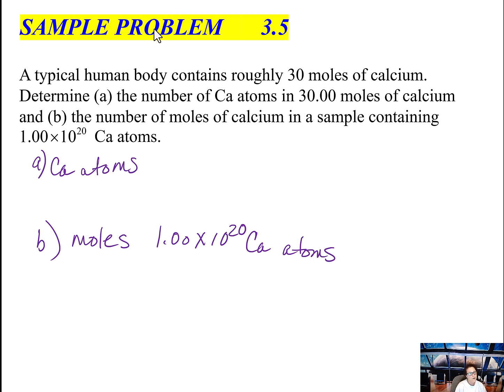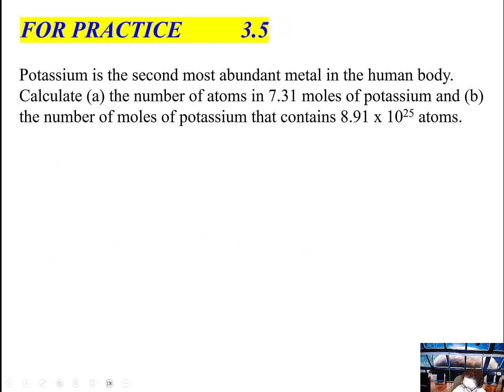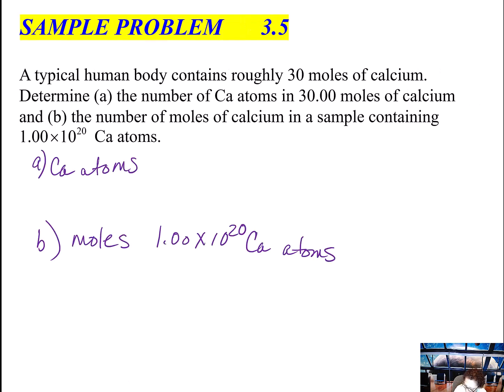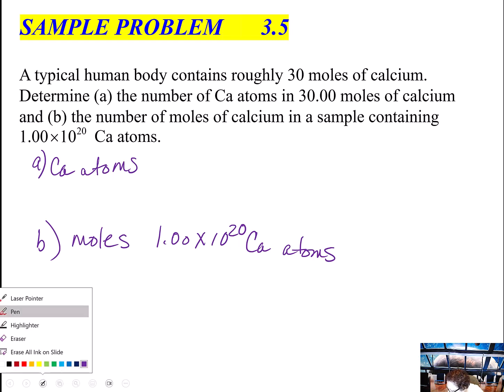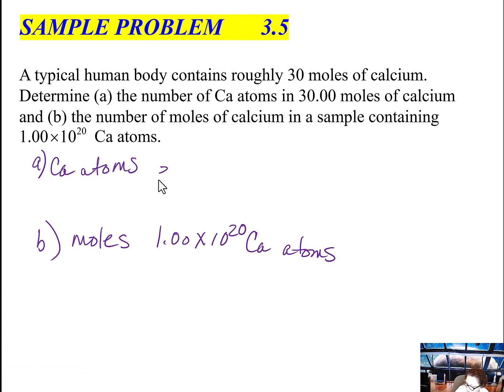All right, so for the first one, part A, we start with 30 moles of calcium. And it wants us to know how many atoms are in 30 moles.